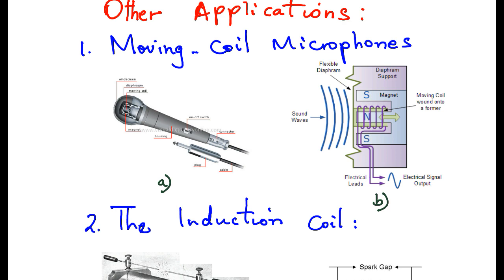We have two diagrams here. Diagram A represents the actual microphone with the parts, while B represents the internal functional parts of a moving coil microphone. In this particular microphone, we have a coil wound on a cylindrical former which is connected to the diaphragm and placed between the poles of two magnets.